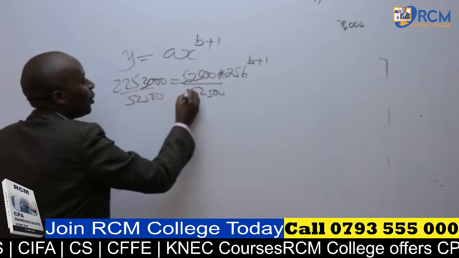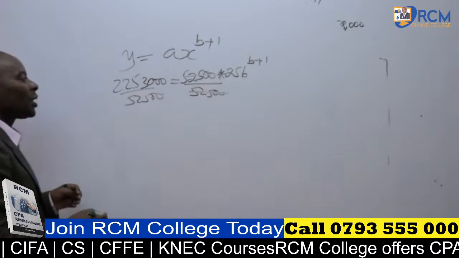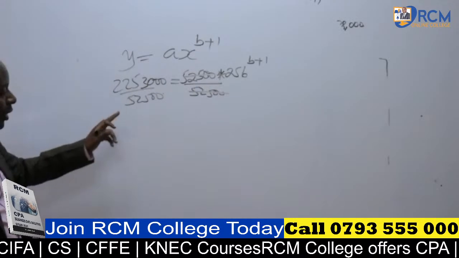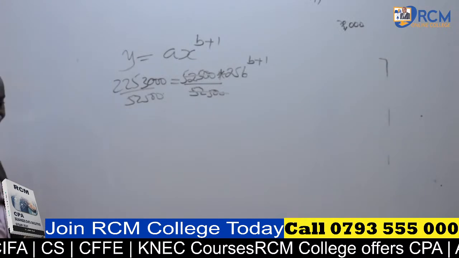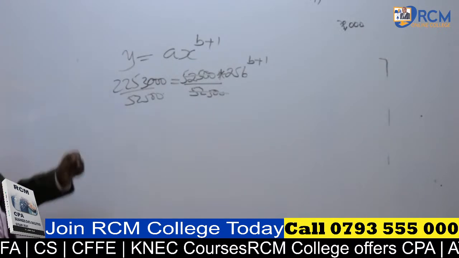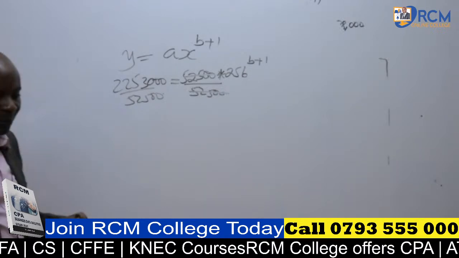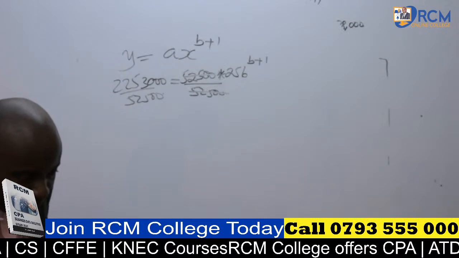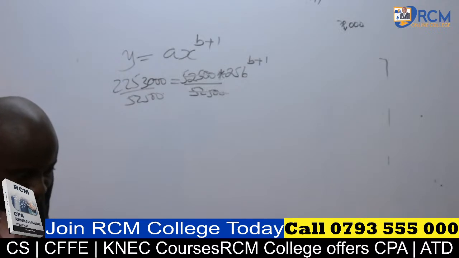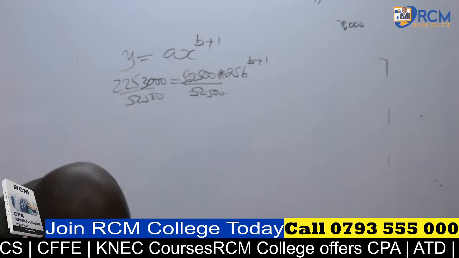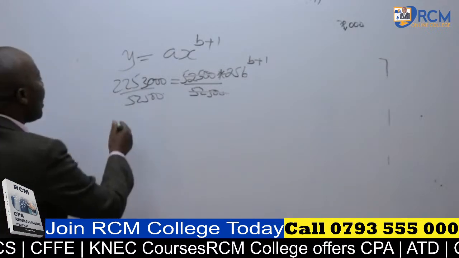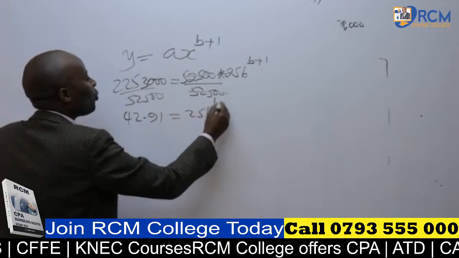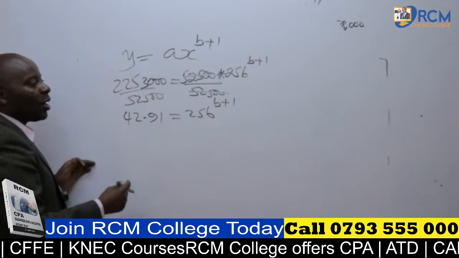So the first thing that I will do is to divide by 52,500. That and that cancel out. So come and divide. Please let us go slowly. This divided by this gives us what figure, somebody? Please help me. We move slowly. 42.91. So we have here 42.91 equals 256 raised to power b plus 1.